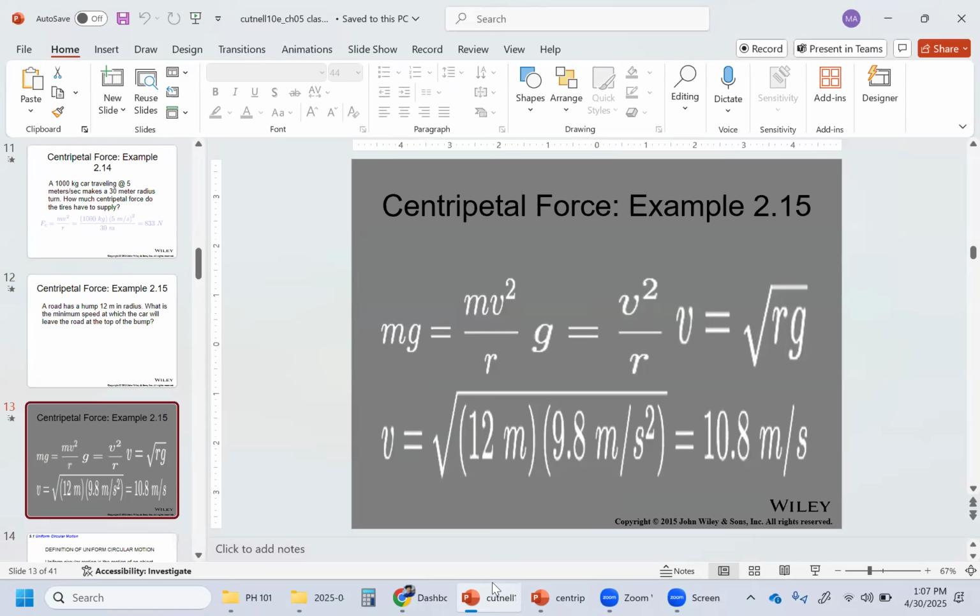And that should conclude the definition of centripetal force.